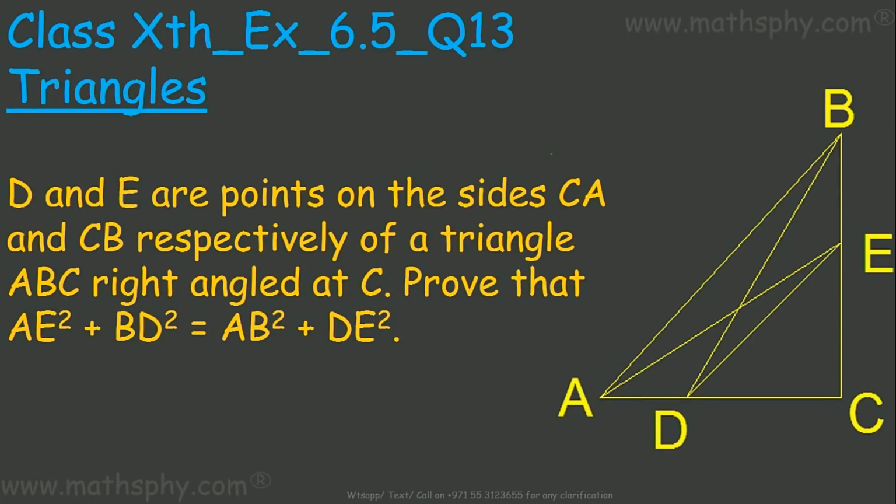This one here says D and E are points on the sides CA and CB respectively, so we have D on CA and E on CB of triangle ABC, right angled at point C. Prove that AE square plus BD square is equal to AB square plus DE square.